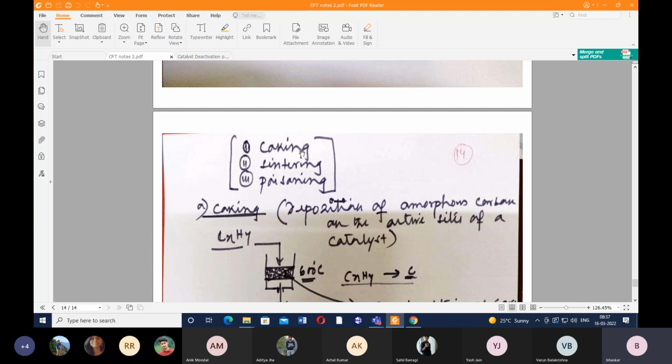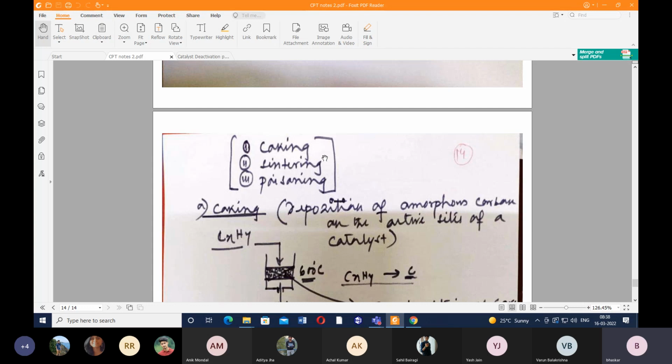Coking problem generally people encounter when we are handling hydrocarbon feedstock. Suppose I'm handling a hydrocarbon feedstock in a fixed bed reactor, I'm going to purge hydrocarbon. Then we can have the coking related issue. Sintering related issue we encounter when we carry out a reaction at a very high temperature for a prolonged period of time. I'll talk about all three one by one, but for the time being, remember, the coking issue arises when we have a hydrocarbon feedstock.